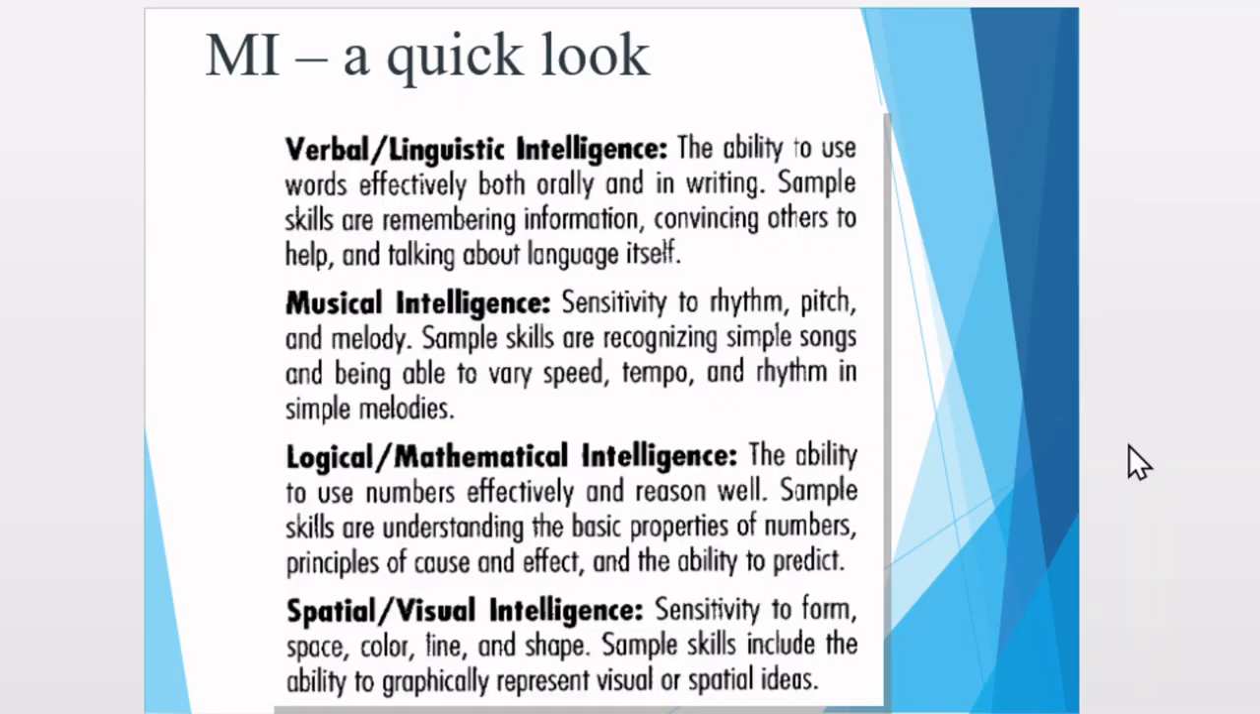We'll take a quick look at the various intelligences that Gardner talks about, the first seven. First is verbal linguistic intelligence. This is the ability to use words effectively, both orally and in writing. A felicity with words, remembering information, convincing others to help, and talking about language. Meta-linguistic skills is also part of high linguistic intelligence. Musical intelligence, which is sensitivity to rhythm, pitch, and melody.